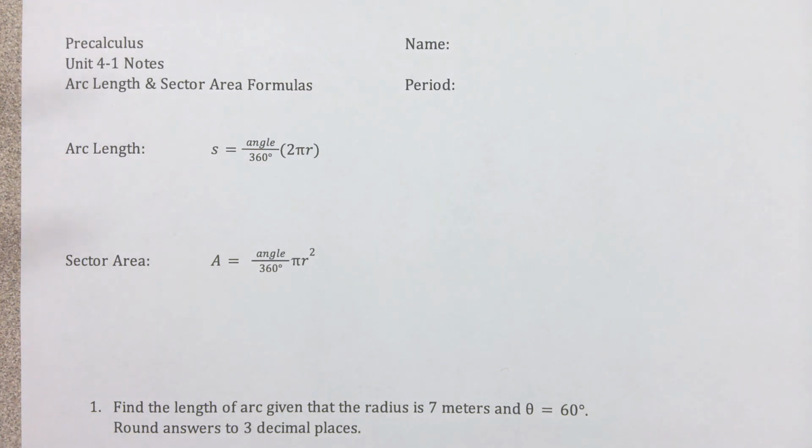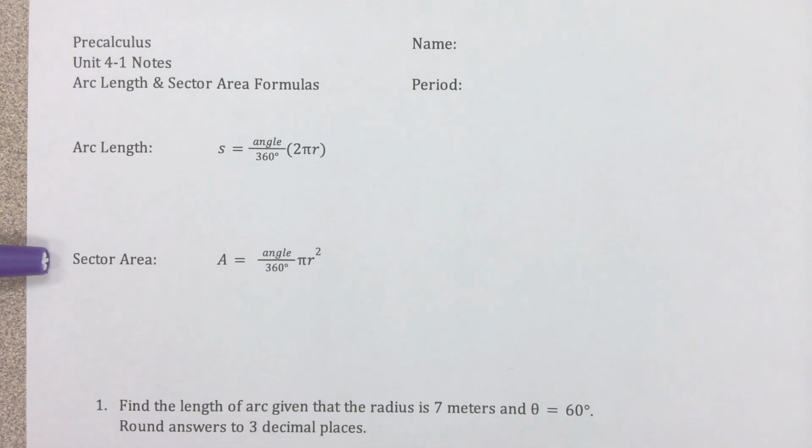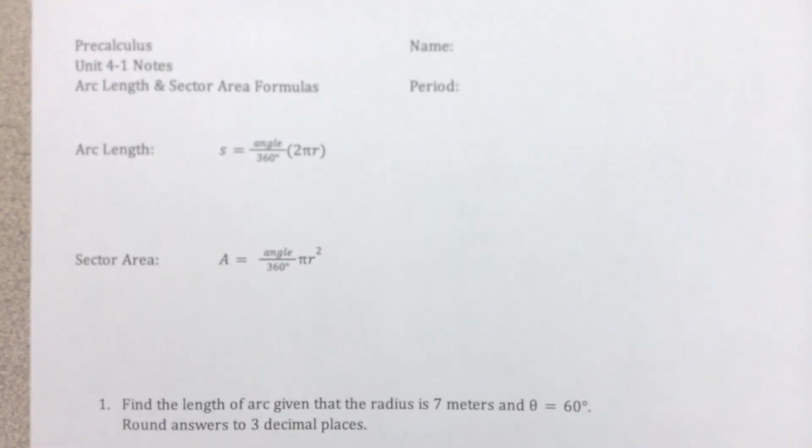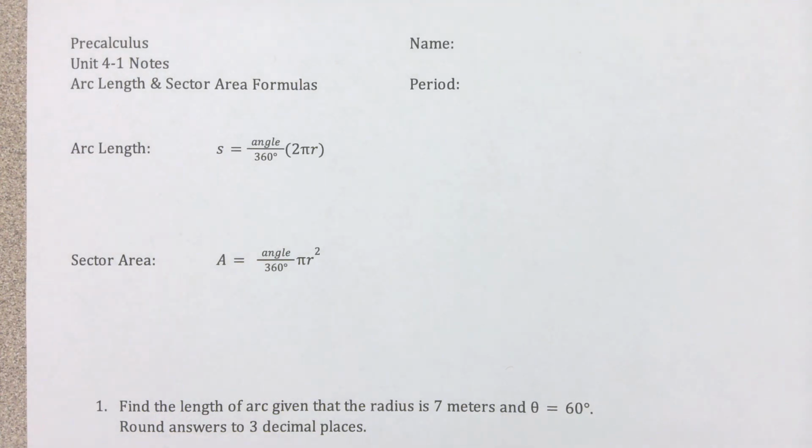So right now they're labeled arc length and sector area, but they will not be labeled as such on the test. You have to be able to tell them apart. So here's an easy way to tell them apart.